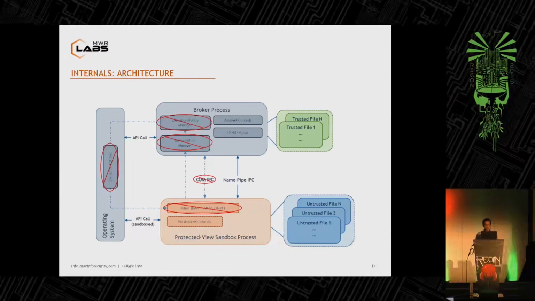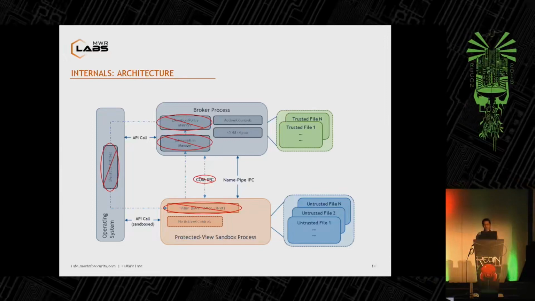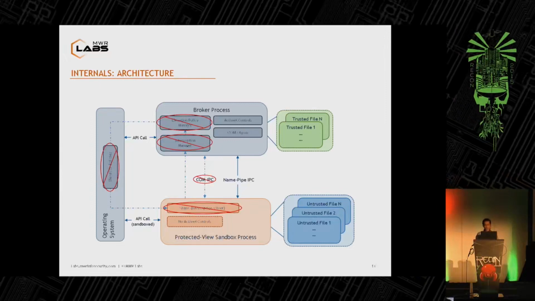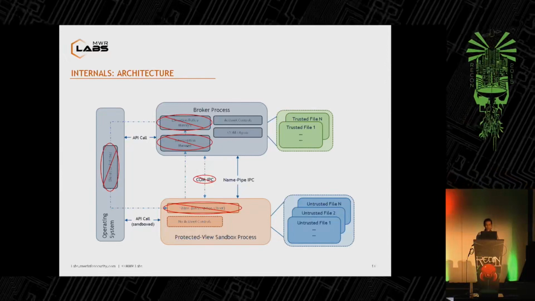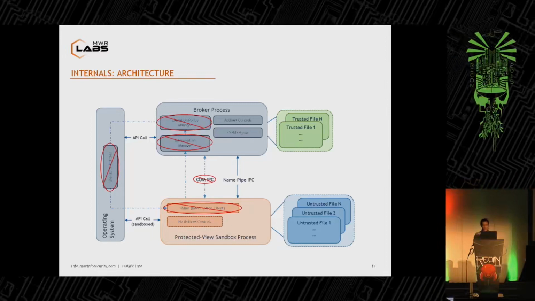As a final note here, you see that all untrusted files are rendered in the same sandbox process. So therefore, the broker will need to find a way to identify each file. And we can see how it does so from the internal objects that we talk about later.